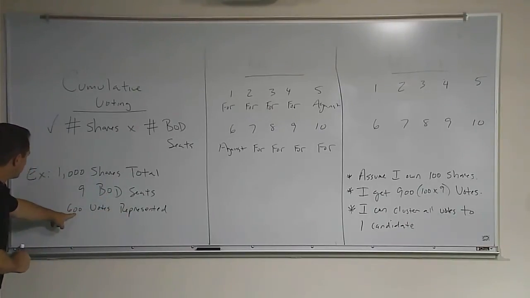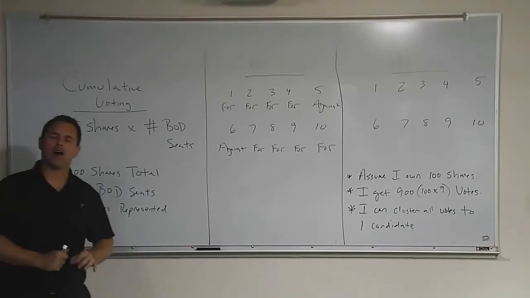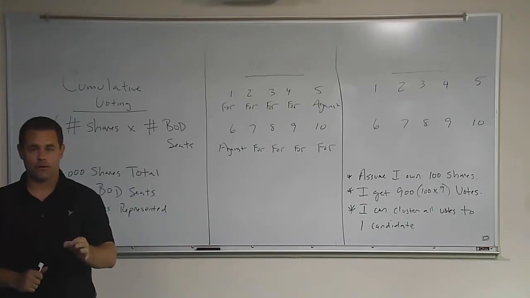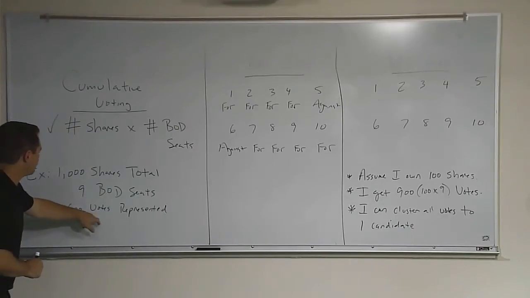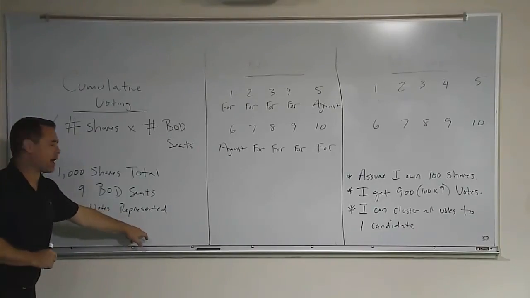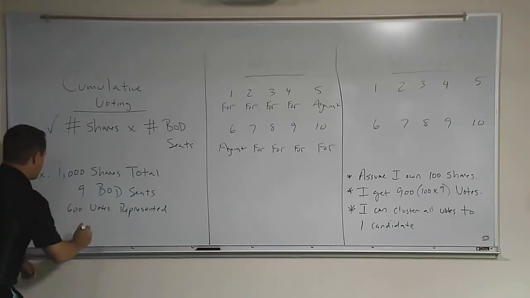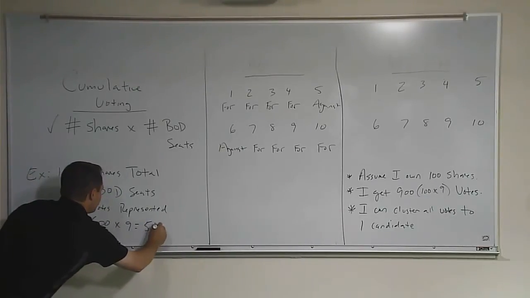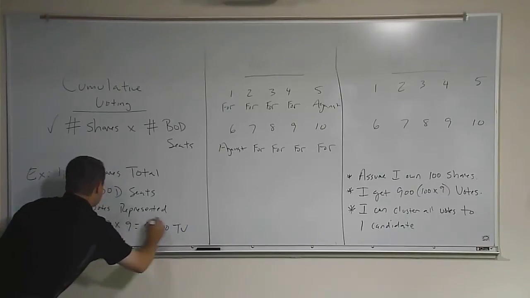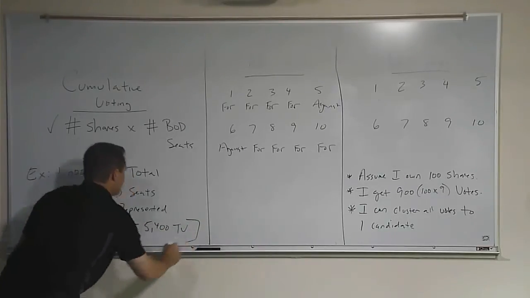Now, we'll also make an assumption that 40% of shareholders don't vote. So in this election that we're going to have for our board, we have 600 votes represented. Okay. Now, if we have 600 votes represented, that's 600 times 9 board seats. So there's going to be 5,400 total votes in this cumulative voting set.